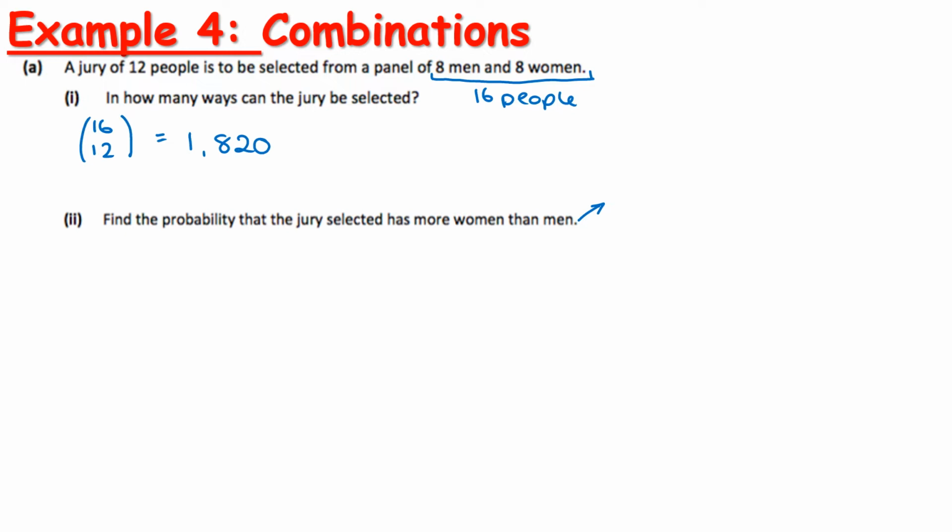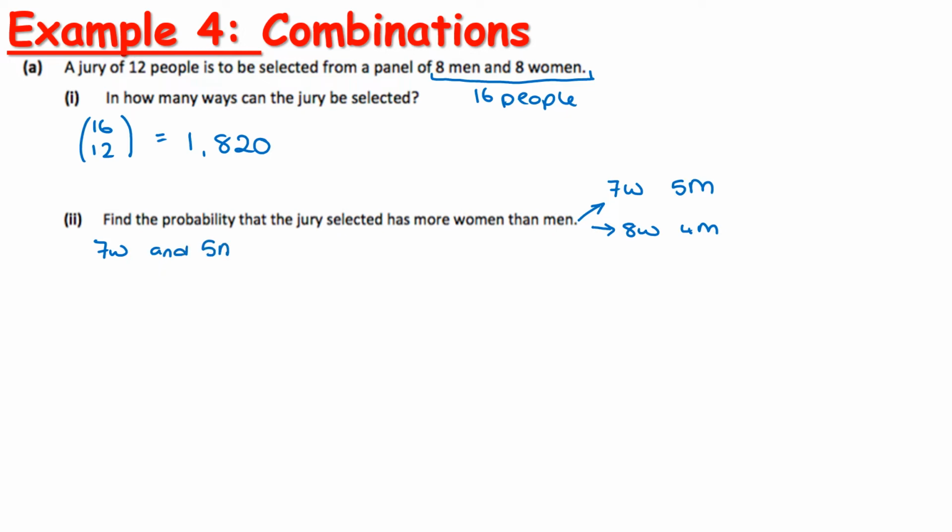So how many ways can we have more women than men? First, we need to think of the scenario. The first scenario is there could be 7 women and 5 men, or we could have 8 women and 4 men. Now, that's the only 2 scenarios we have, because we can't go any bigger because there's only 8 women, and we can't go any smaller because 6 women and 6 men mean they have the same number.